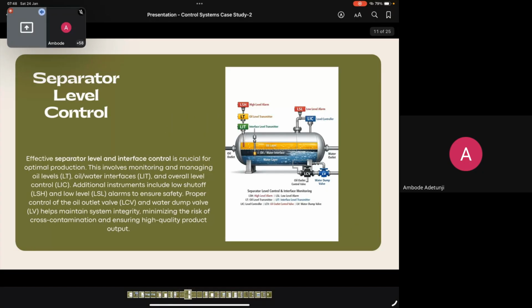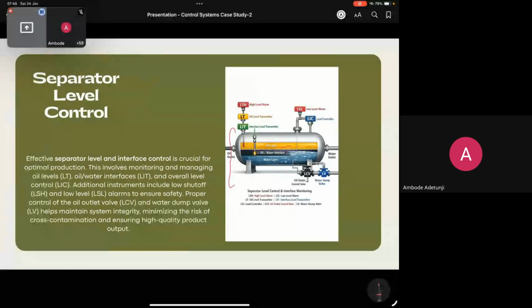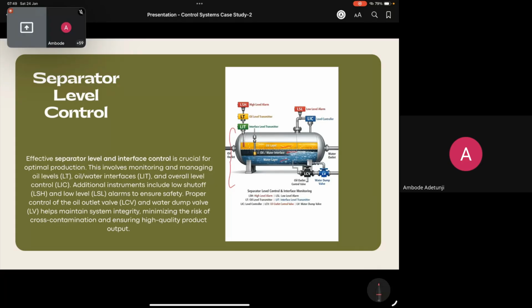And then for the separator, this is similar. This is what you kind of see in the separator, right? So you can see the oil layer, the oil and water interface, and then the water layer. So the separator essentially is working using the principles of physics. Oil and water, they will not commingle, right? I mean, they will not mingle. Oil will stay at the top because of its density, and water will be at the bottom.